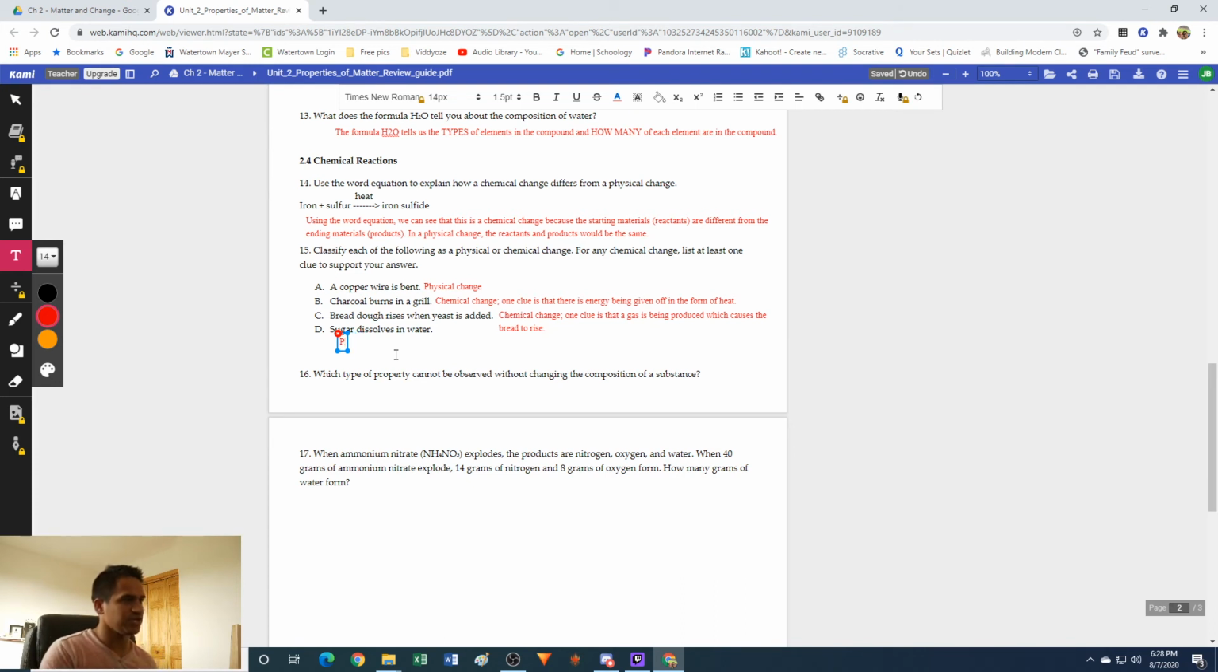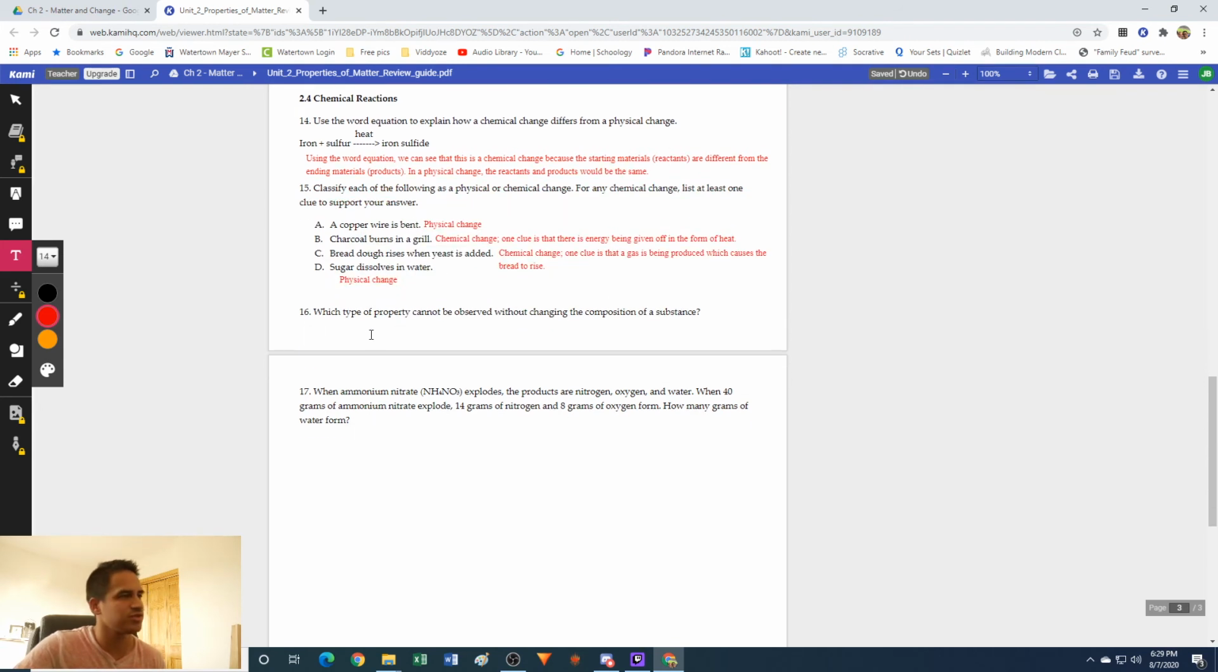All right, letter D, sugar dissolves in water. This one is a physical change. We know that this one is a physical change because if you dissolve sugar in water and you drink the water, you can still taste the sugar. So you know the sugar is still there. It hasn't turned into anything new. Okay, so it's going to be physical. And we don't have to give a clue for this one because it is not a chemical change.